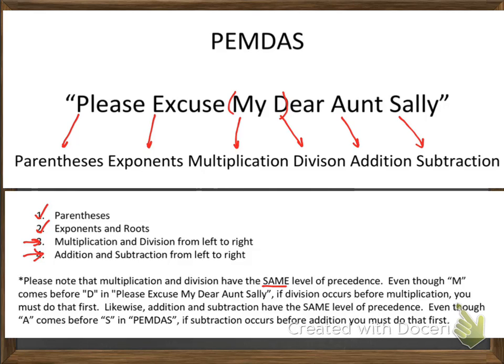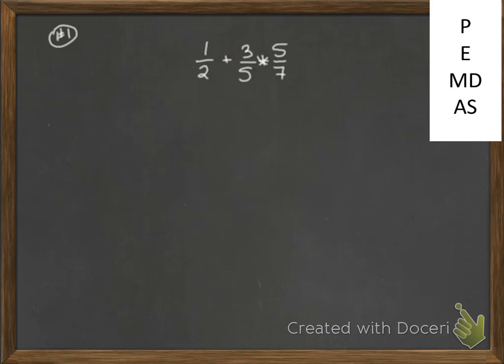Let's begin. So here's example 1. We have 1/2 plus 3/5 times 5/7. So over here in the corner, I have a little memory technique. We don't have any parentheses. We don't have any exponents. We do have either multiplication or division. Specifically, hopefully you can see here, we have a multiplication of 2 fractions. So I'm going to do that first.